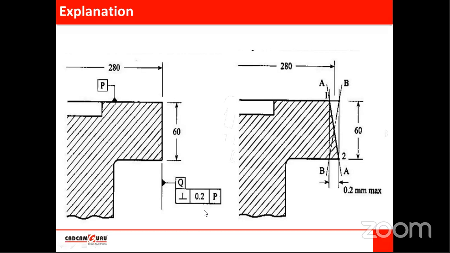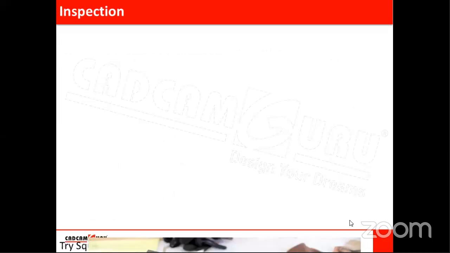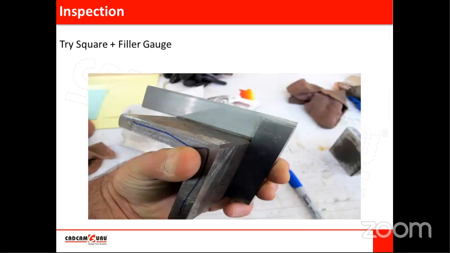This is the feature control frame, and what is the meaning of this feature control frame. Okay. Then how to check this? What are the inspecting methods? I think this is a very popular method. I think you have seen it with the carpenters also. Okay. So you will find this in the inspection room also. So this is called a try square and it is used to check perpendicularity.